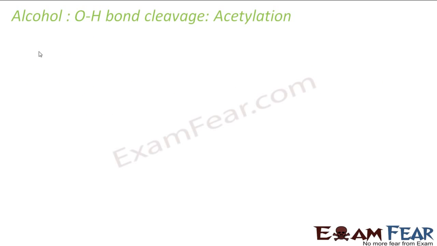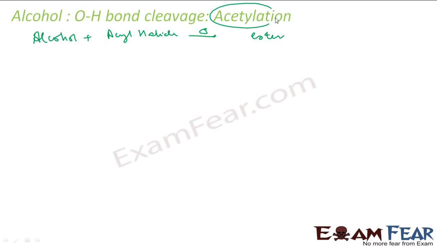Let's see the acetylation reaction. I think we have seen similar kind of reaction. You have alcohol. It reacts with acyl halide or anhydride. You give some heat, right? And it forms ester. So we'll see that this process is called acetylation. Why? Because this is the process of introducing acetyl functional group.